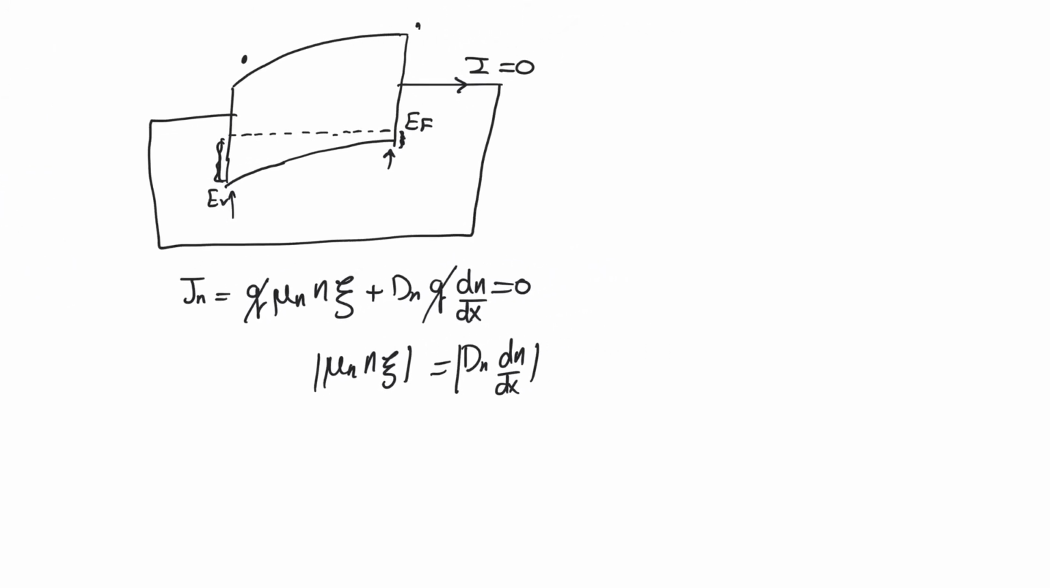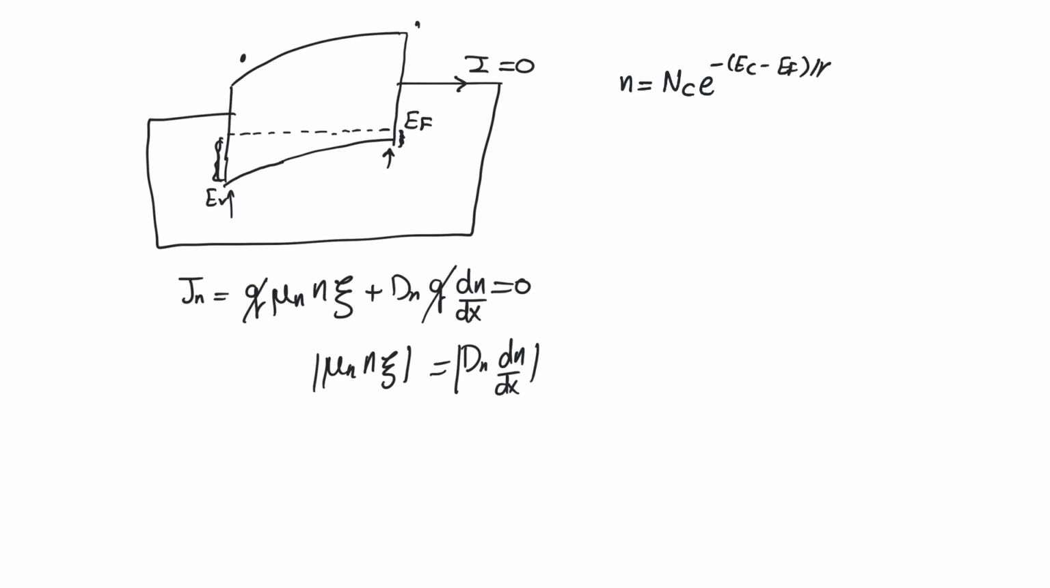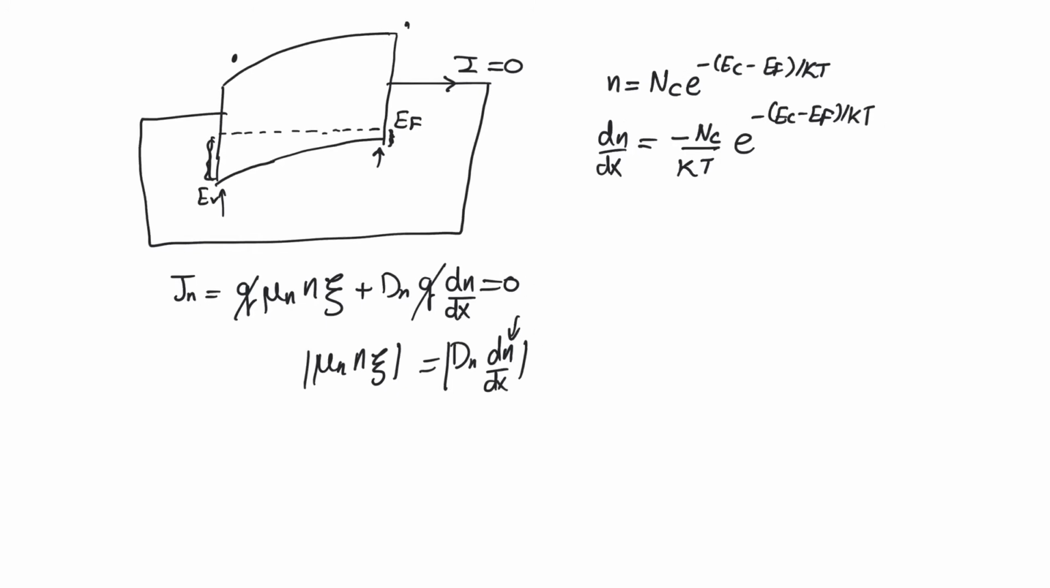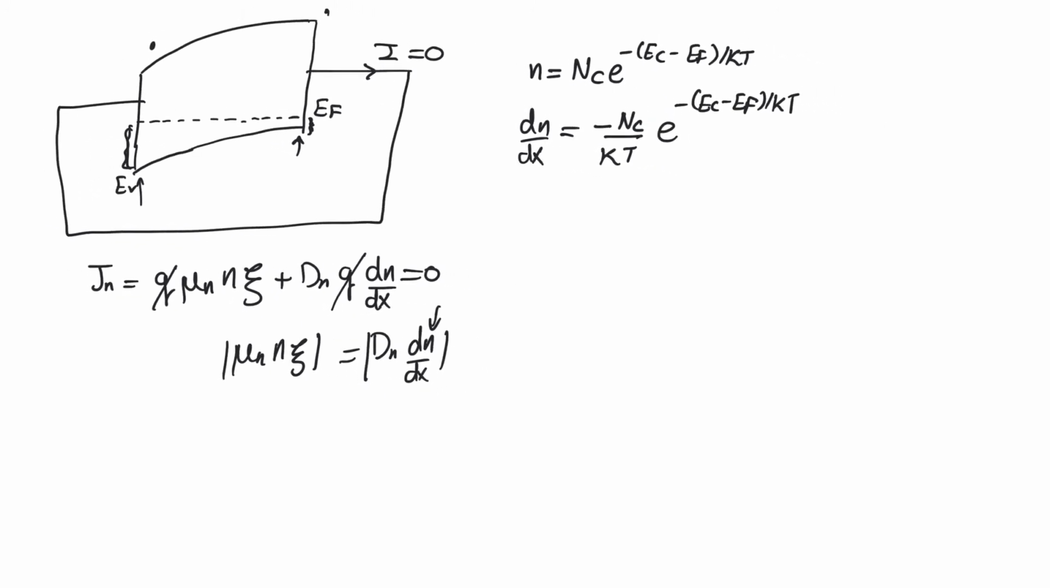Now, we have an expression for n, the concentration of electrons, which is Nc e to the power of minus (Ec minus Ef) over kT. We can differentiate it to obtain dn/dx so that we can substitute it and see if it gives us anything meaningful. So we're going to get minus Nc over kT times e to the power minus (Ec minus Ef) over kT, and then we have to extend the differentiation because we don't know if Ec and Ef are functions of x or not, and so this is going to be dEc/dx minus dEf/dx.